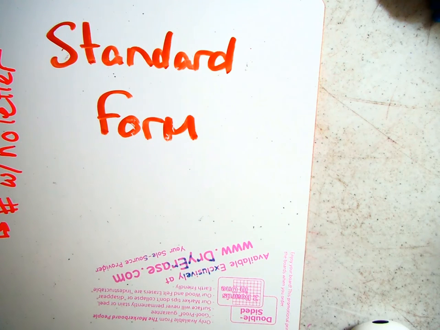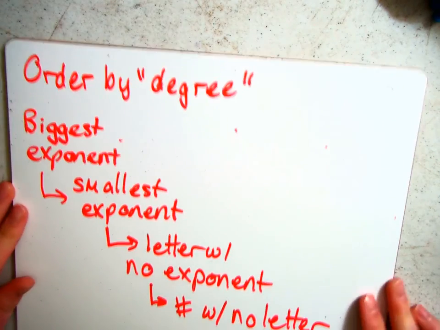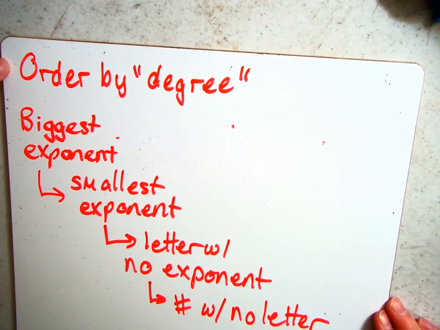Okay, the other basic thing to know about polynomials is something called standard form. So in addition to having a first name and a last name, polynomials have a proper order in which they are written. Here is your proper order. It is ordered by degree.